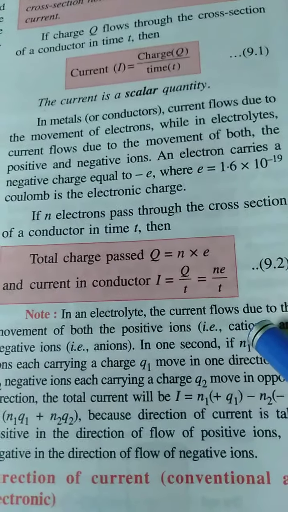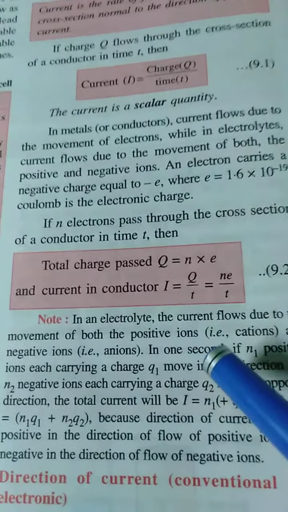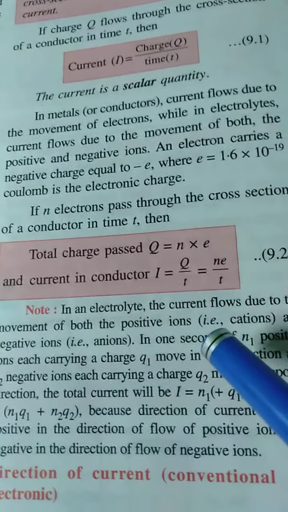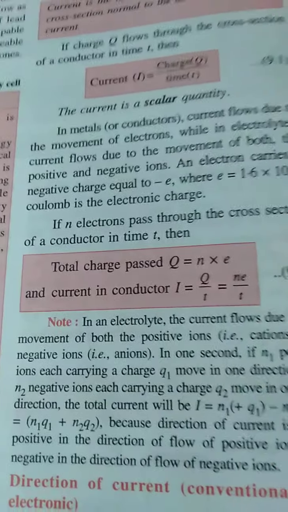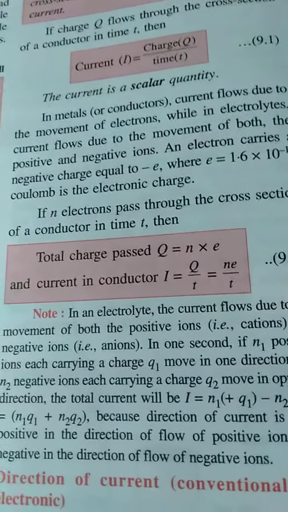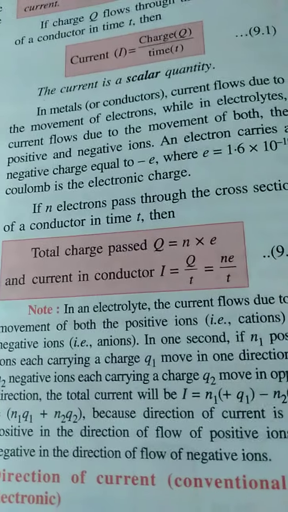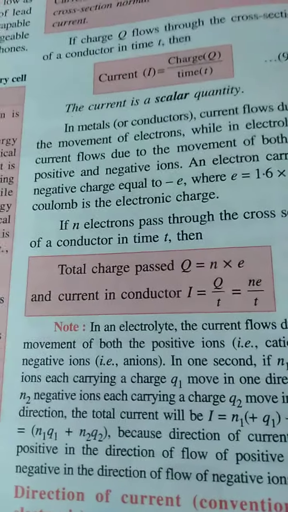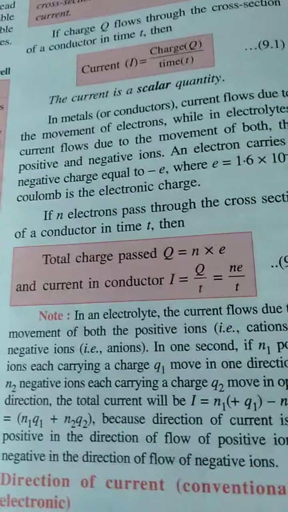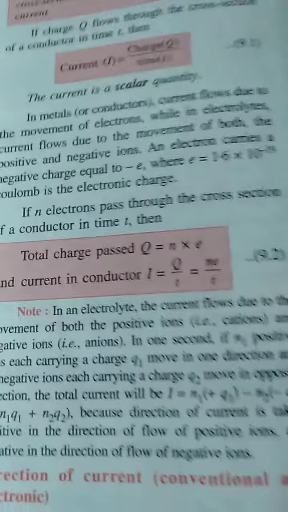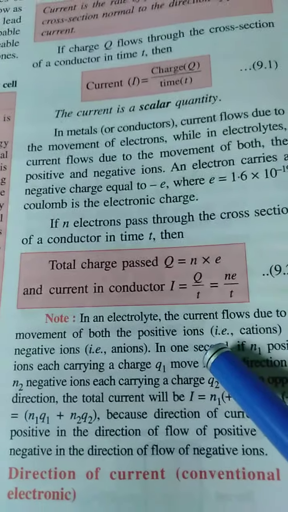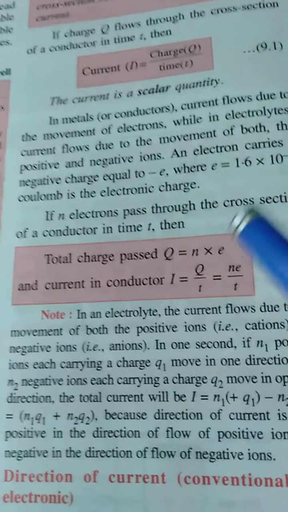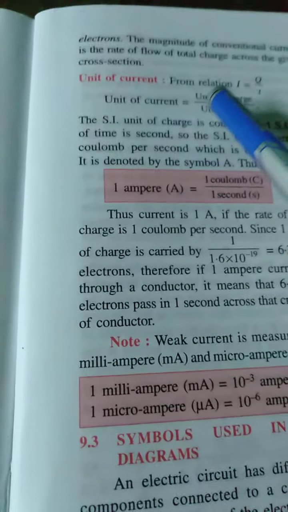Okay. Now in electrolytes, this we study in chemistry, electrolysis, electrolytes, current flows because of the presence of positive and negative ions. Suppose you are taking HCl solution and passing current, then in that you will have the H+ ion and Cl- ion. These both ions are responsible for the flow of current. Okay, so this is the difference between the conduction in the electrolyte and the conduction in the metals.